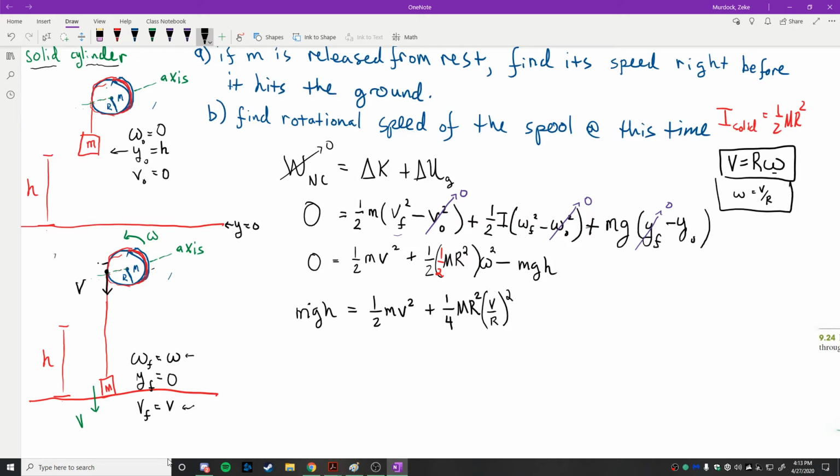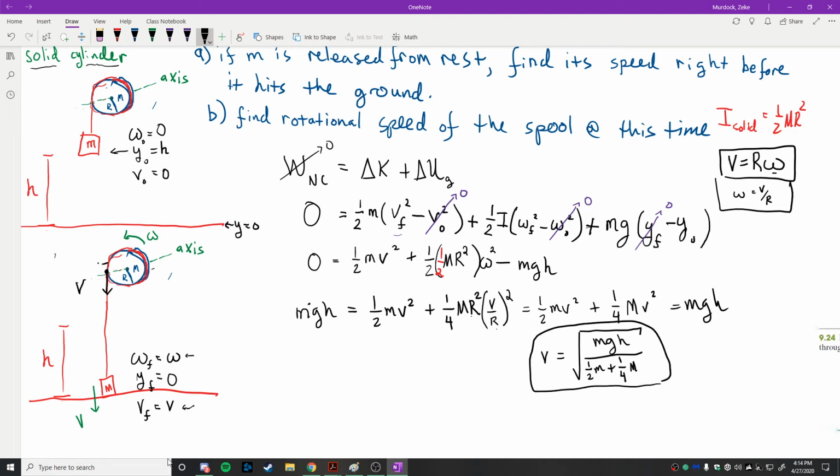So now we have the ability to solve for v, because what we have now is 1/2 mv squared plus 1/4 big M v squared. Because if you see, the r and the r here cancel, r squared and r squared. This is equal to mgh, as it says on the left. So now the velocity is going to be equal to the square root of mgh divided by 1/2 m plus 1/4 big M. There's the velocity.